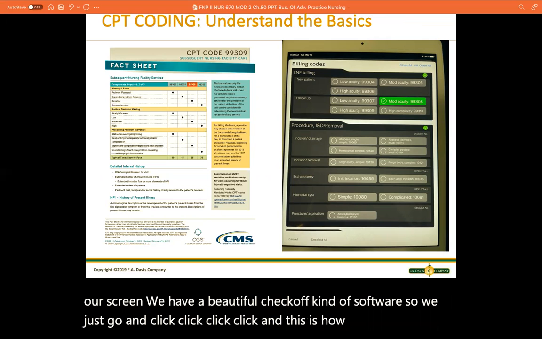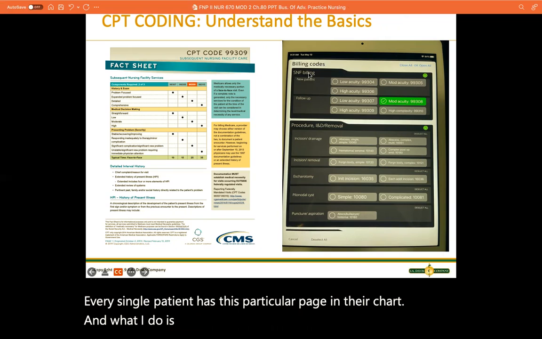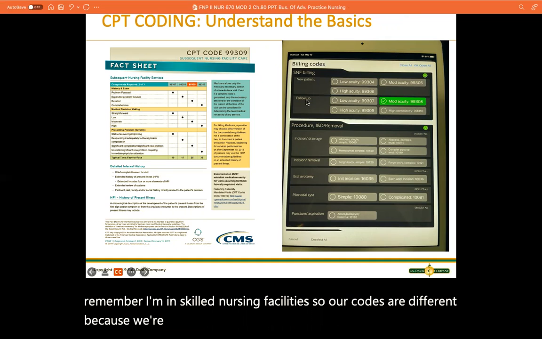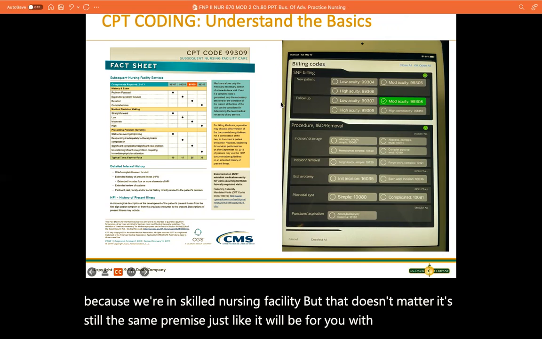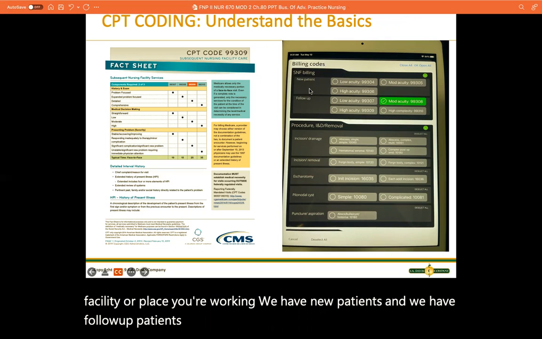So my particular patient, every single patient has this particular page in their chart. And what I do is immediately, the first thing is for SNF billing. And remember, I'm in skilled nursing facilities. So our codes are different because we're in skilled nursing facilities, but that doesn't matter. It's still the same premise, just like it will be for you with whatever facility or place you're working. We have new patients and we have follow-up patients. That's the first thing we have to establish. Is this a new patient or is it a follow-up patient?